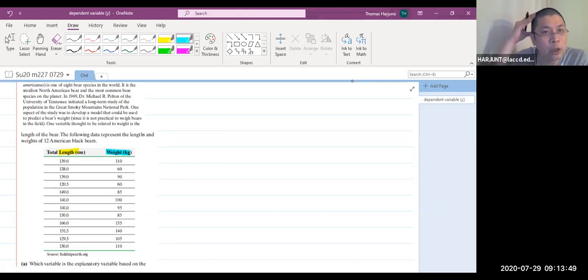Is linear regression going to be in test 4? Yes. Yes, linear regression will be in test 4.